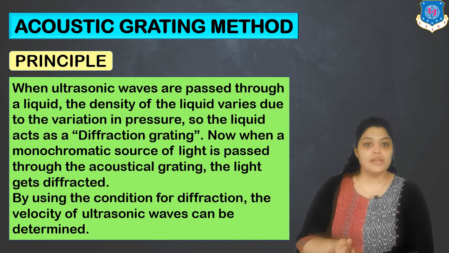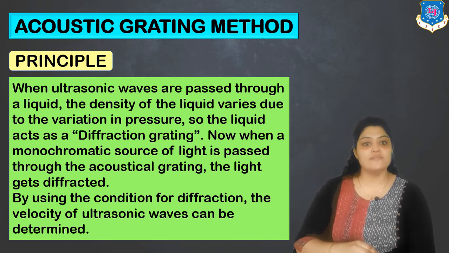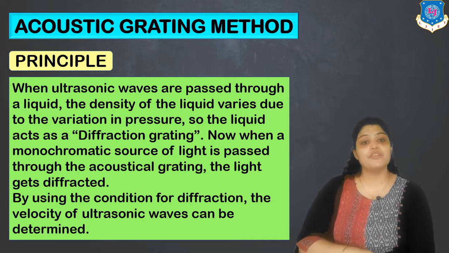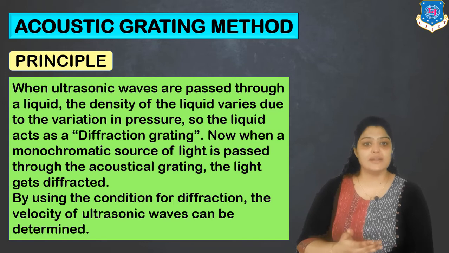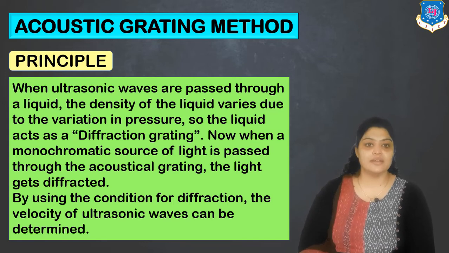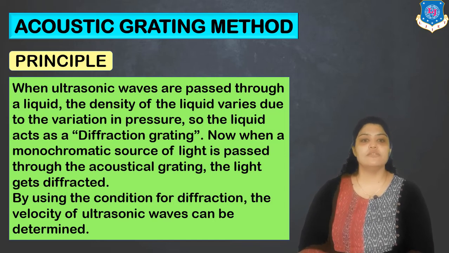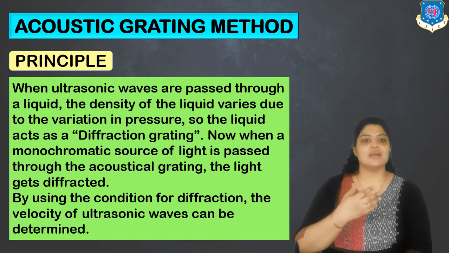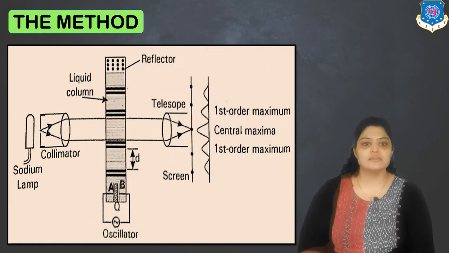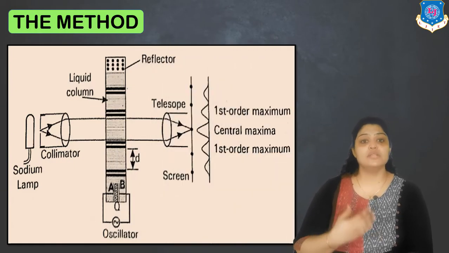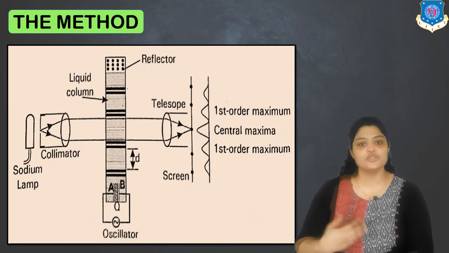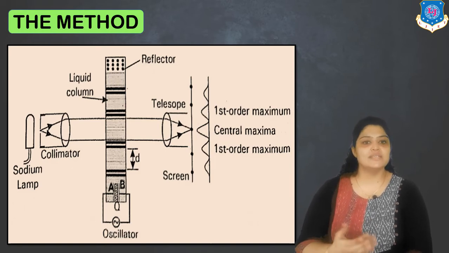So you fill up a normal liquid, but due to the ultrasonic waves, the liquid itself behaves as if it's a diffraction grating. And when we pass a monochromatic light source, the light will get diffracted. According to the diffraction of light, we can find out the velocity of ultrasonic waves. I know it's very difficult to just understand with the help of a description. Let's understand how the method is used, what is the construction of the method, because diagrams always give you better clarity.